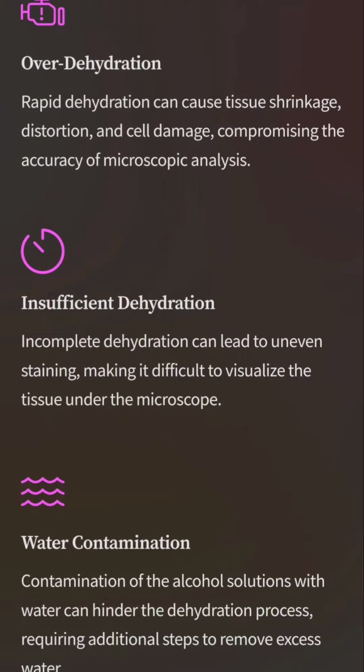Now, there are some troubleshooting points related to dehydration. Over dehydration can cause tissue shrinkage and cell damage. Insufficient dehydration can also lead to uneven staining, making it difficult to visualize under the microscope. Contamination can also lead to errors in the result.